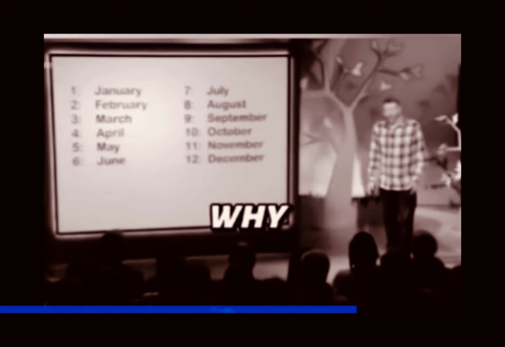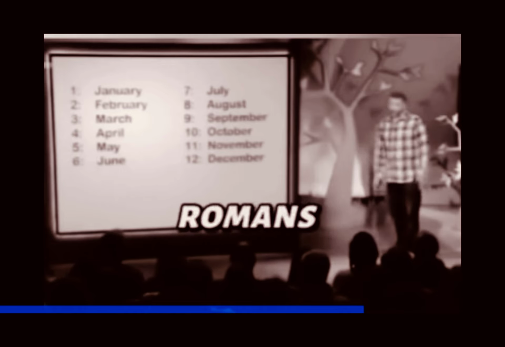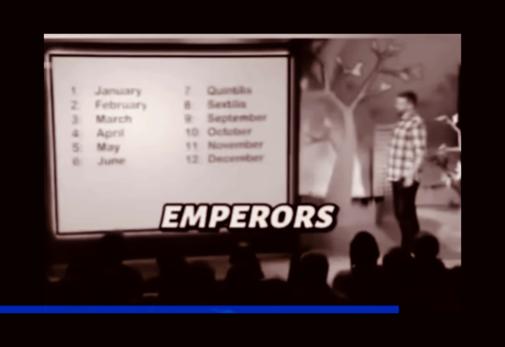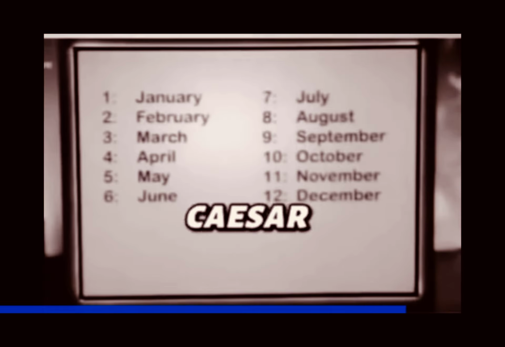Why has that happened? I'll tell you why that's happened. It's because of the bloody Romans. Before that, we used to have months called quintilis and sextilis. It used to be 5, 6, 7, 8, 9, 10. But then the Romans got all egotistical on us. They wanted to name 2 months after their emperors. They named months after Julius Caesar and Augustus Caesar.